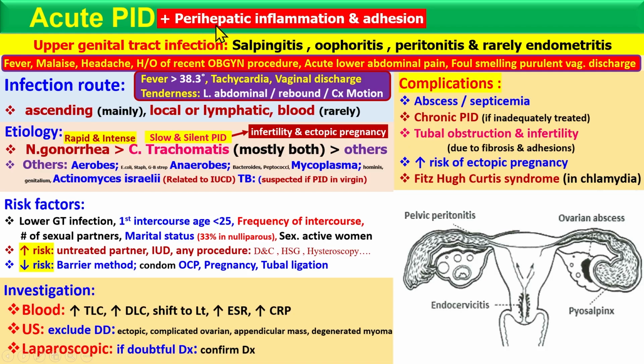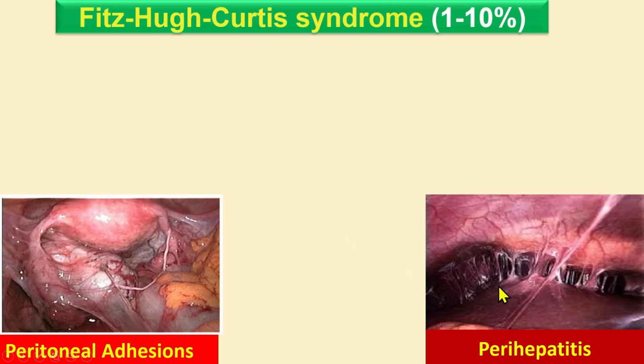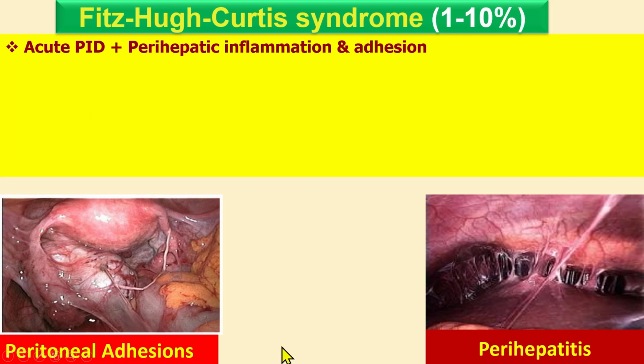So you will see perihepatic inflammation, and there will be adhesion, especially under the diaphragm. So this is Fitz-Hugh-Curtis syndrome. If there is inflammation in the liver, you will see right upper quadrant pain, which you may usually consider in cholecystitis, but here acute PID causes this problem. So you can see perihepatitis, inflammation and adhesion. In this laparoscopic picture, you can see the adhesion over here, and here are peritoneal adhesions. Here you can see perihepatitis. So acute PID causes perihepatic inflammation and adhesion.